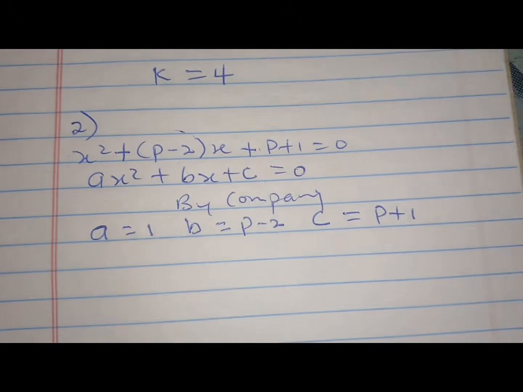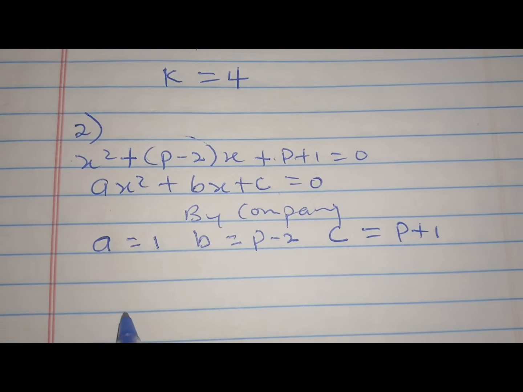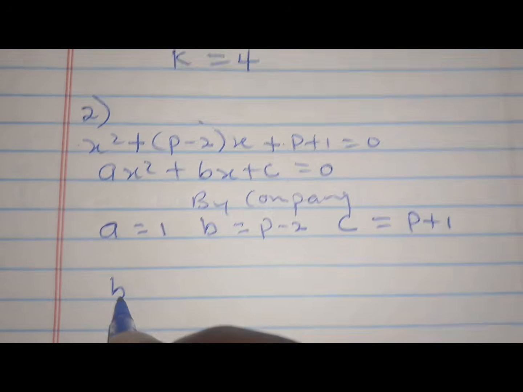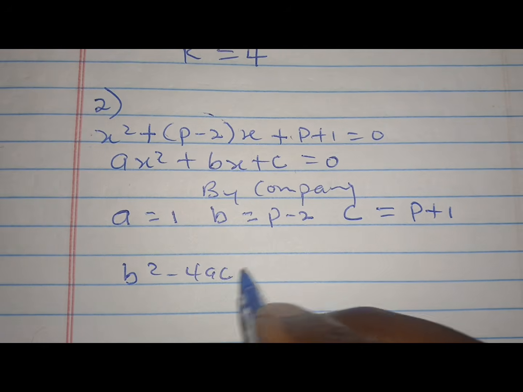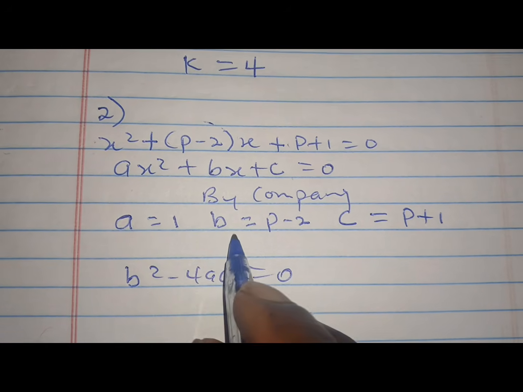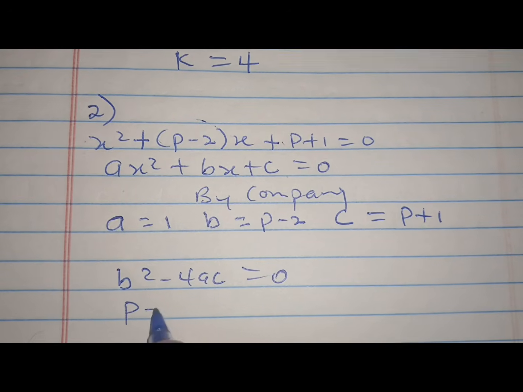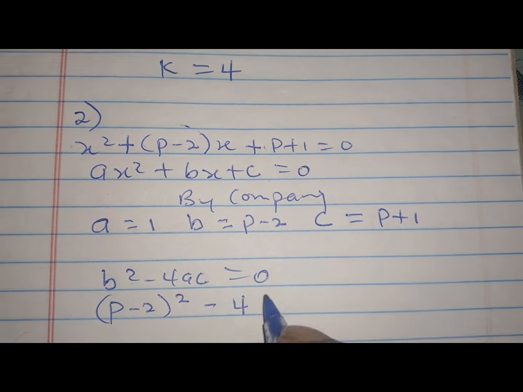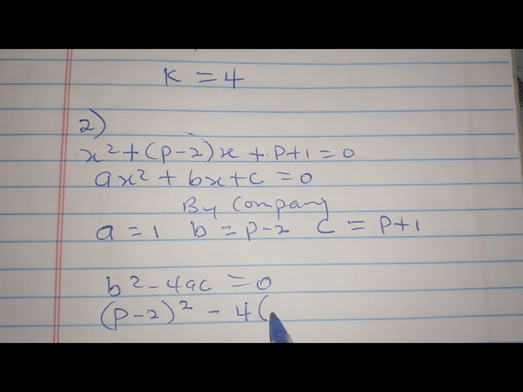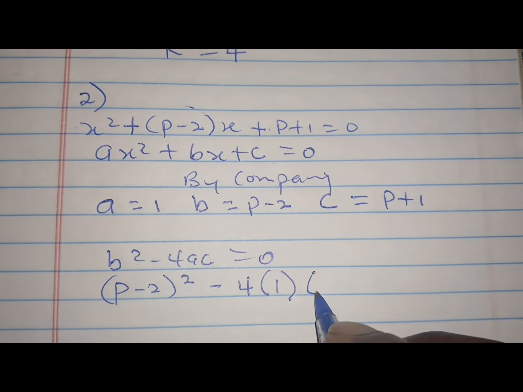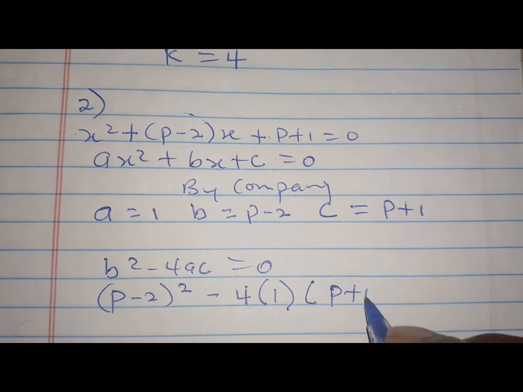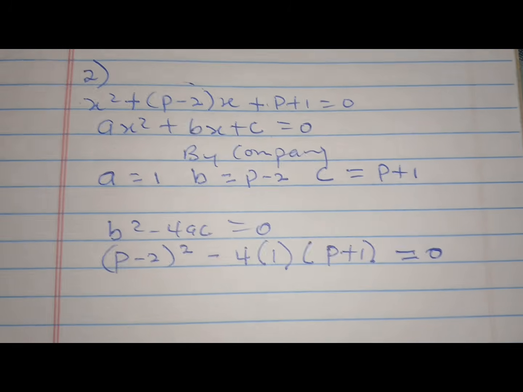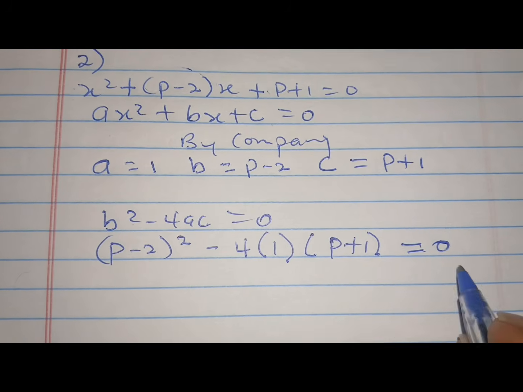Now we know that for the roots of an equation to be equal, the discriminant b squared minus 4ac should be equal to 0. Now we have our b to be p minus 2, so (p minus 2) squared minus 4 times a is 1, times c is p plus 1, and it should be equal to 0. This is the discriminant. The discriminant should be equal to 0.